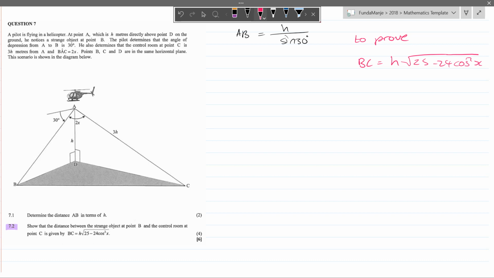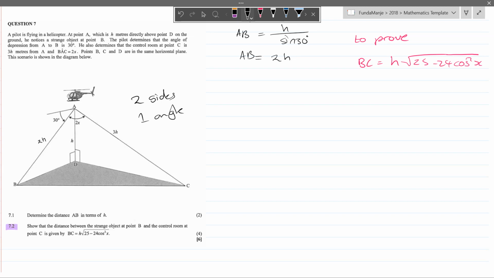And in order to do that, I've included our answer from the previous question, of which I will simplify. Because sine 30 gives us a half, this is h over half, which is basically 2h. So this is something we can include on to our diagram. Now, one side is 2h, the other side is 3h. The angle between these two sides is 2x, and we are trying to find an expression for BC, which is this side. And in order to do this, what we have are two sides and one angle.